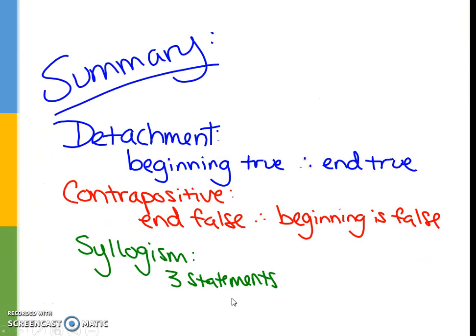So to quickly summarize, law of detachment, contrapositive, and syllogism are used for logic. And when we're doing geometry honors, we use logic, okay? So these are the three laws that we need to know. Law of detachment: if the beginning is true, then the end is true. Contrapositive: the end is false, then the beginning is false. Syllogism is three statements. So if they are all true, they're all true. If they're false, they're all false.